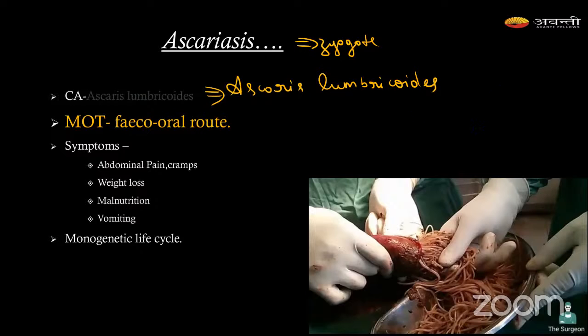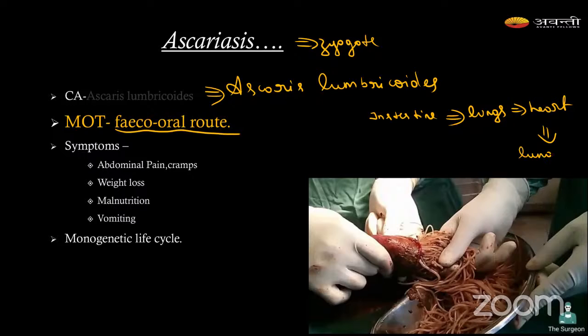So it is also transmitted through the fecal oral route. For example, when it enters the mouth, then it enters the stomach, then the intestine. Then from the intestine it goes to the lungs, then through the heart, then again to the lungs, and then through the trachea.